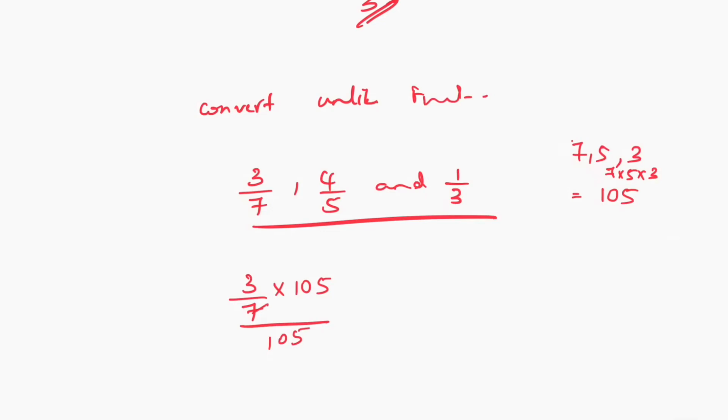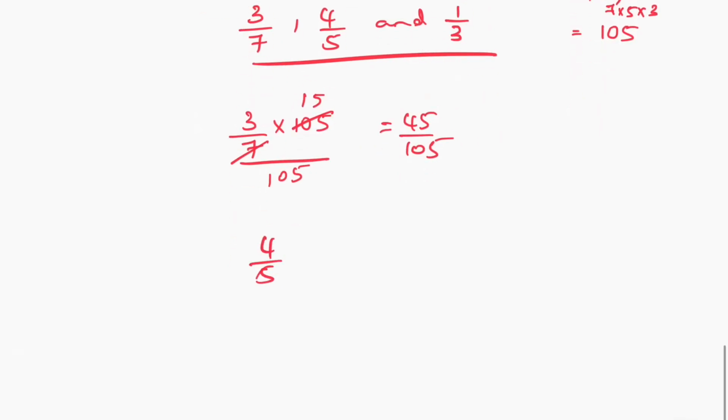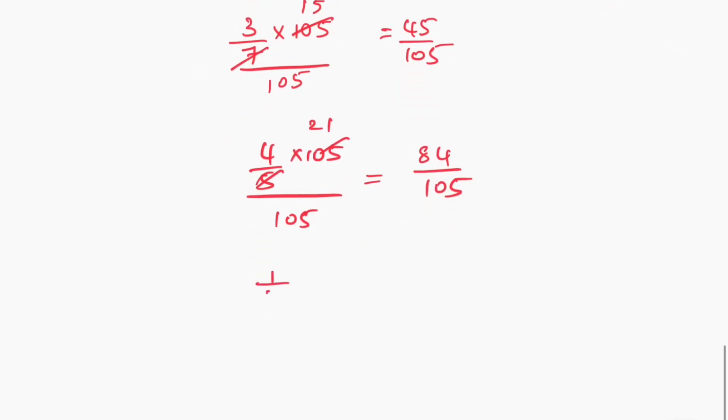Okay. So, 7 will go in 105 how many times? 15 times. So, you get 45 by 105. Again 4 by 5 into 105 by 105. So, 21. 4 into 21 is 84 by 105. Similarly, 1 by 3 into 105 by 105. 3 will go in 105 how many times? 35 times. So, you get 35 by 105.